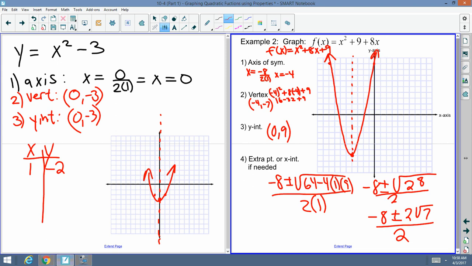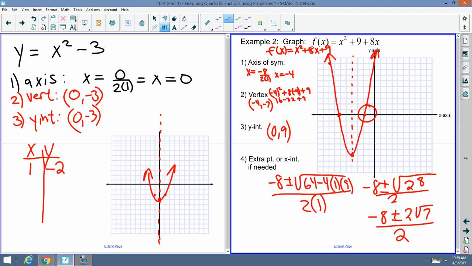Now, that's what this point and this point are going to be. Let's verify that we are correct. If I go negative 8 plus 2 times the square root of 7, and I divide that by 2, it gives me negative 1.35. That's about accurate. If I go ahead and say negative 8 minus 2 square root of 7 divided by 2, I get negative 6.6. 1, 2, 3, 4, 5, 6.6. Pretty darn good. And that's how you graph.